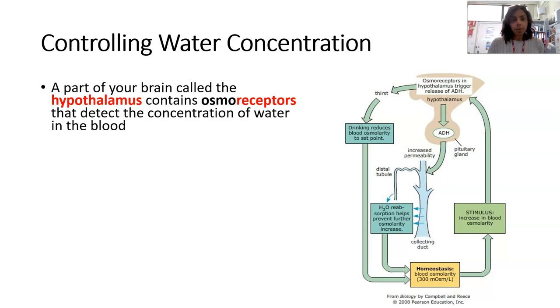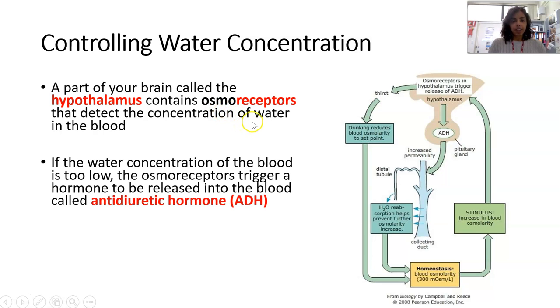So the hypothalamus contains specialized water receptors called osmoreceptors. If you remember back, we talked about osmosis, which is the movement of water. So anything that starts with osmo refers to water. So in the hypothalamus, you have water detecting cells. These water detecting cells constantly monitor the concentration of water in the bloodstream.